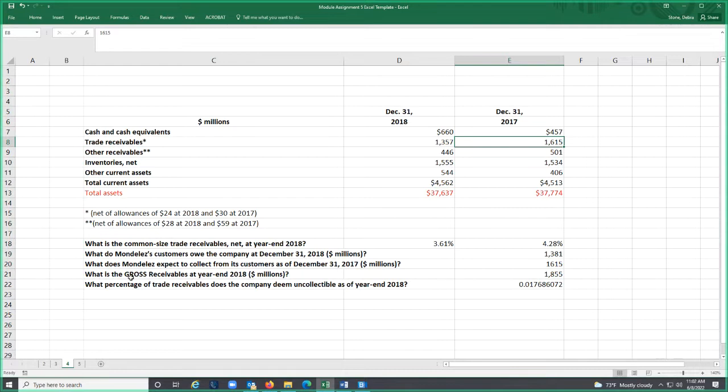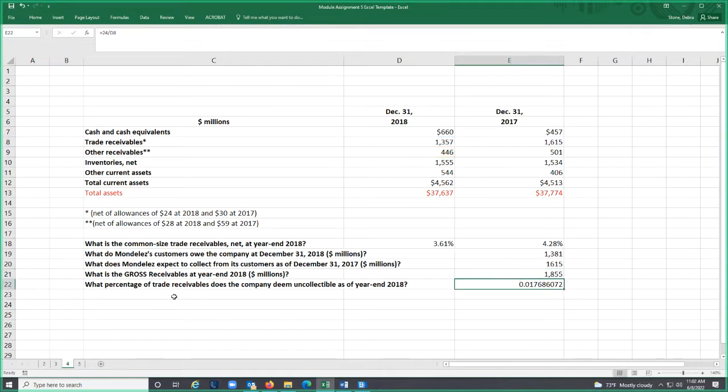The next one is, what is the gross receivables at year end of 2018? What does gross mean? Gross means I'm going to add the trade and the other, and then since these are net, I have to add back the allowance, 24 and 28. If I get that, you can see that's what I did. I took D8 plus D9 plus 24 plus 28.